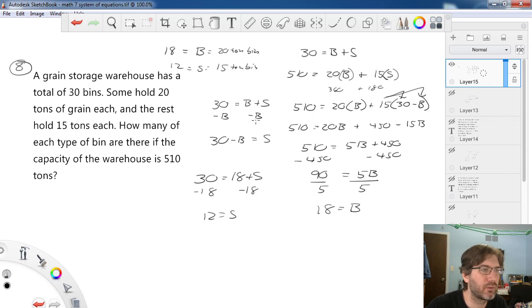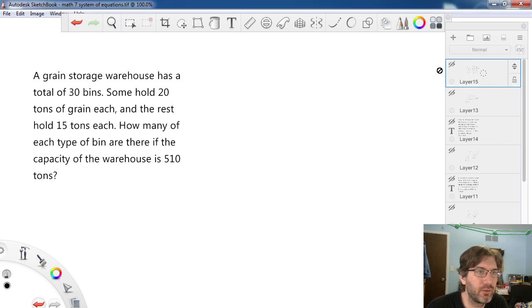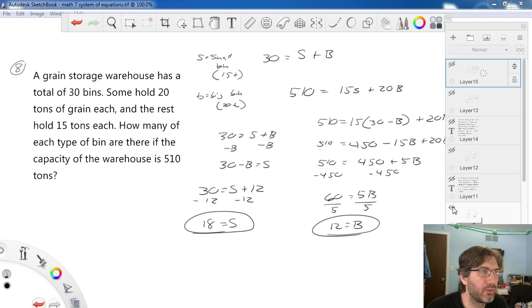So that's not making sense, is it? Should be getting 510. Let's double check that I multiplied that right. Times 12, 180, 20 times 18, 360. All right. Let's go back to the work I did earlier and see how that works out. Because I'm making a mistake here. Something's off. So let's hide all that, and is this it? I see I'm getting the same thing I did last time.